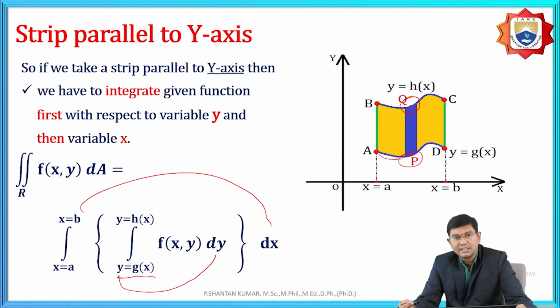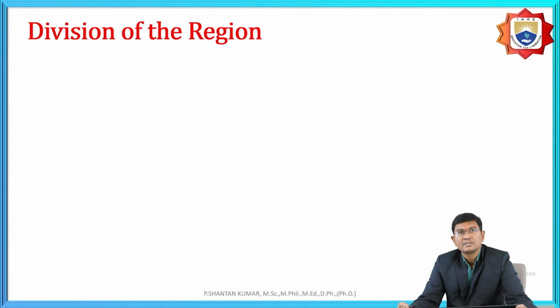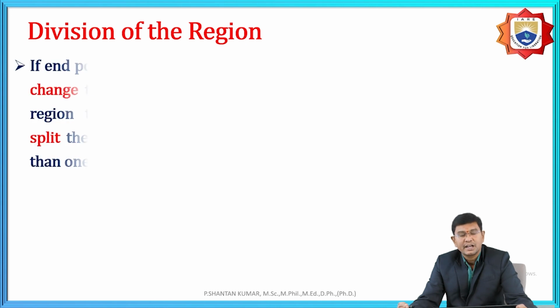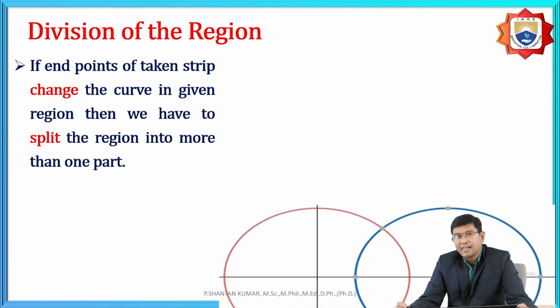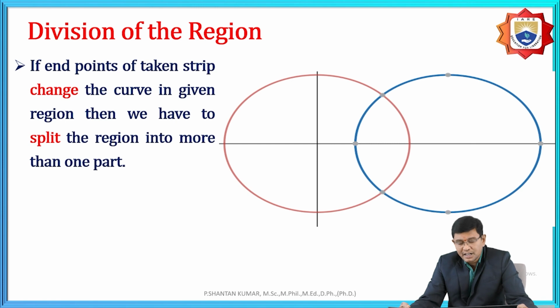Remember these points: when the functions are given as limits, based on our choice we either take the strip parallel to the y-axis or parallel to the x-axis. That depends on our choice. We take either strip, parallel to the x-axis or the y-axis. Then we need to draw the diagram and find the points also. For example, the division of the range.